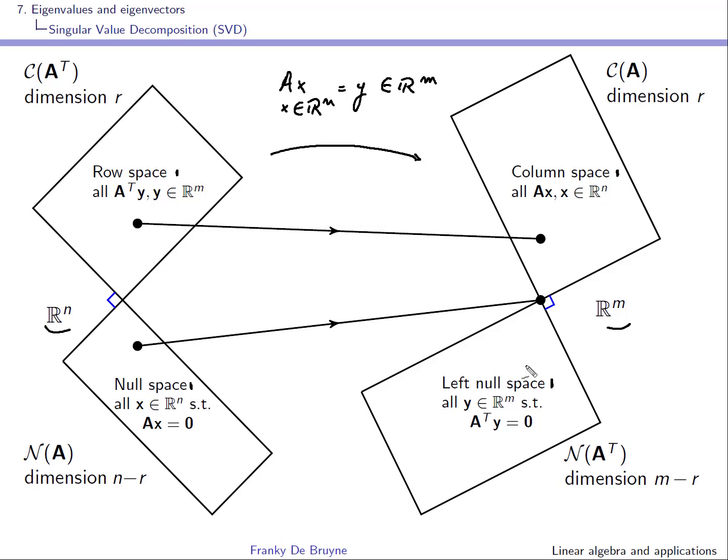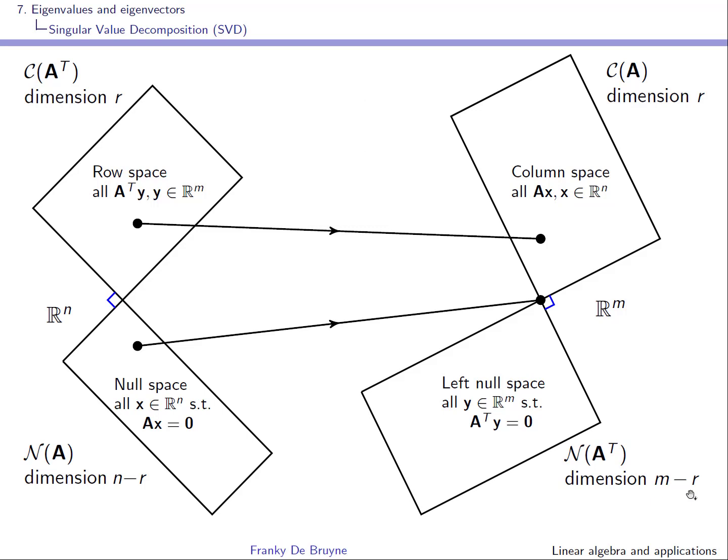And we had also that a vector in the row space is mapped into another vector in the column space. The dimension of the row space is r. It's the same dimension as the column space. And the dimension of the null space is n minus r, and that of the left null space is m minus r.